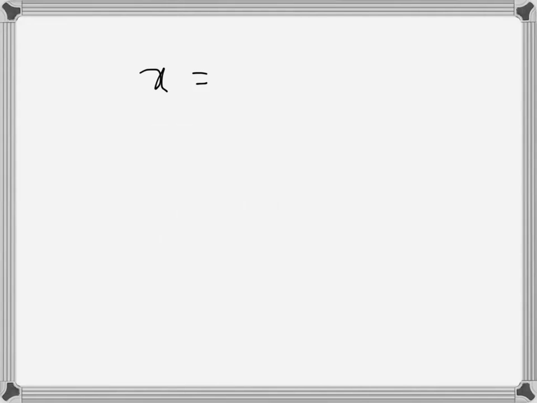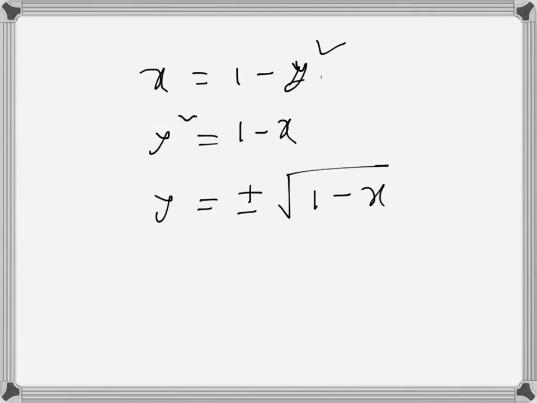So x = 1 - y², we interchange x and y, and then y² = 1 - x. So y is equal to plus or minus √(1 - x). We take the negative sign here because our x is negative. We want monotonically increasing, so y will be negative as well, because only then will it be monotonically increasing.